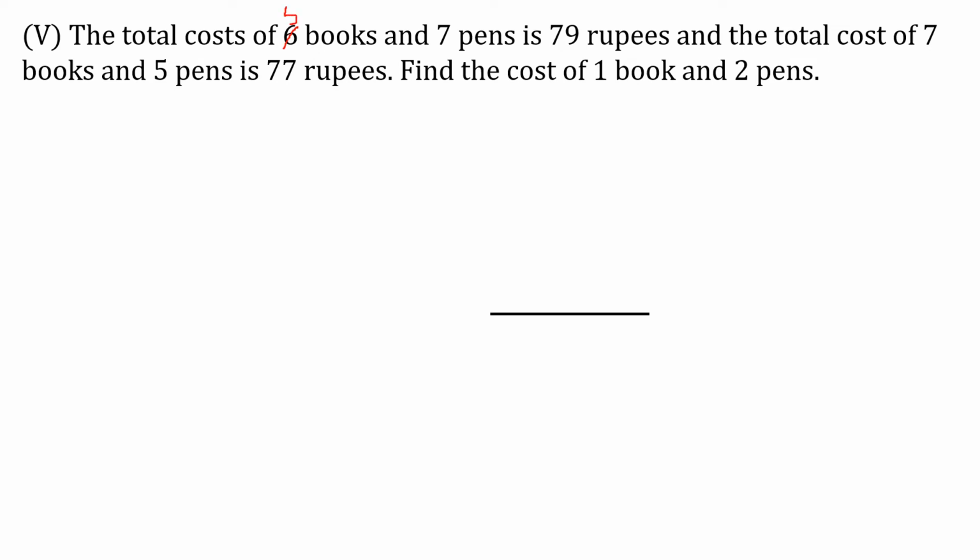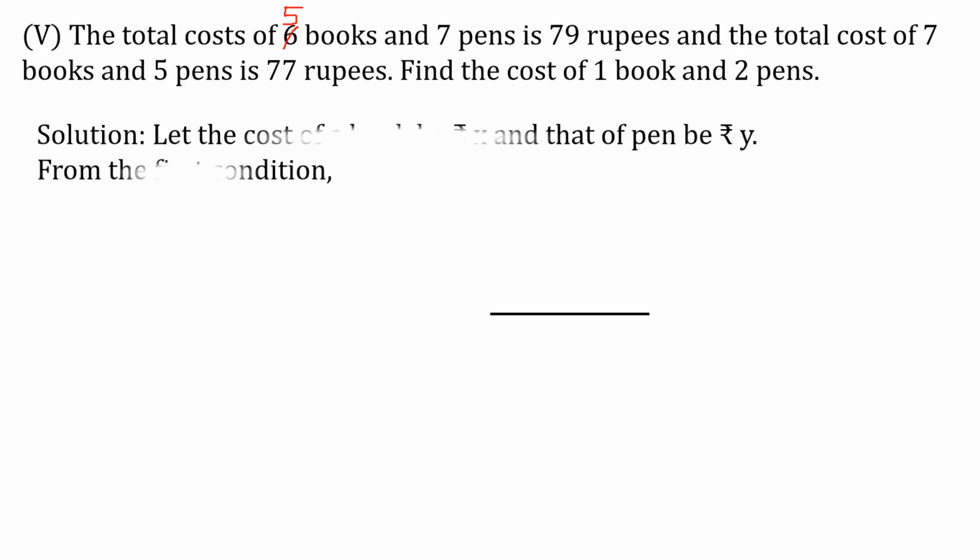Just change this value, make it as 5. This type of sum, students, will come across in 10th standard also, so do pay attention. Please make a correction: in place of 6, make it as 5. So the total cost of 5 books and 7 pens is 79 rupees and the total cost of 7 books and 5 pens is 77 rupees. You have to find the cost of 1 book and 2 pens.